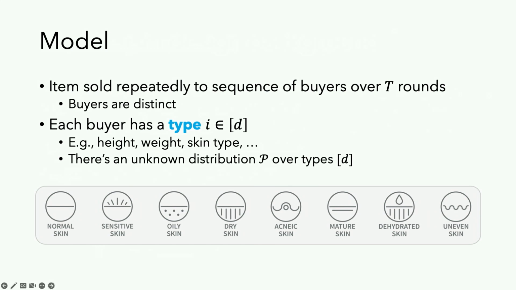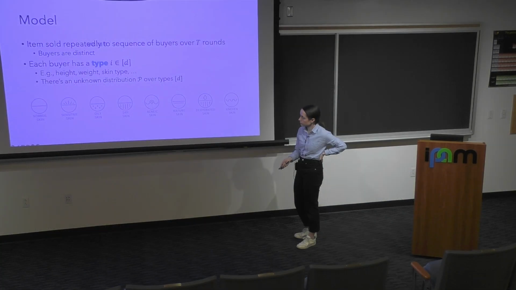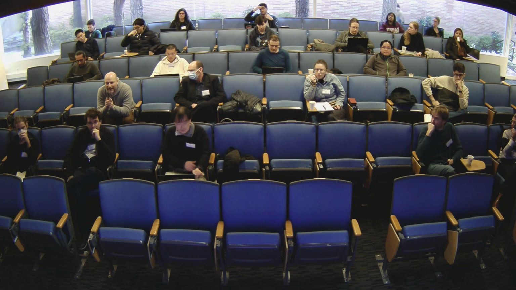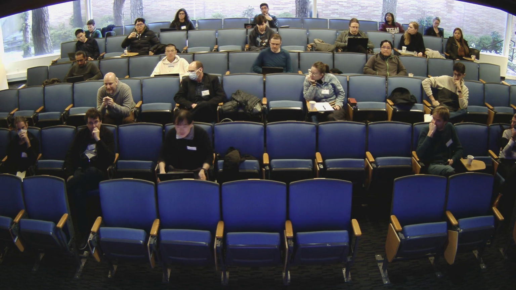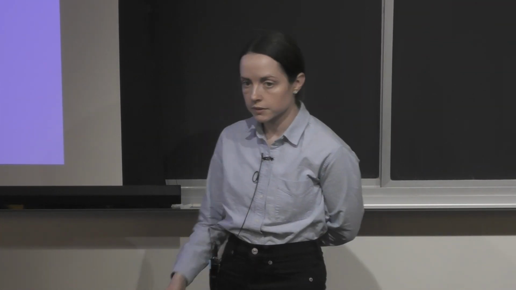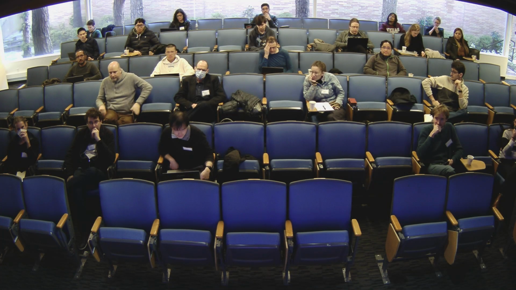We're also going to assume that there's some unknown distribution P over types. So how common are these different types in the particular market or online store that we're looking at? Sorry, the number of buyers that you're considering are multiple buyers per type, right? At each time step, there's just a single buyer. Okay, yes. But there are capital T time steps. Are there finitely many types? Finitely many types, D types.